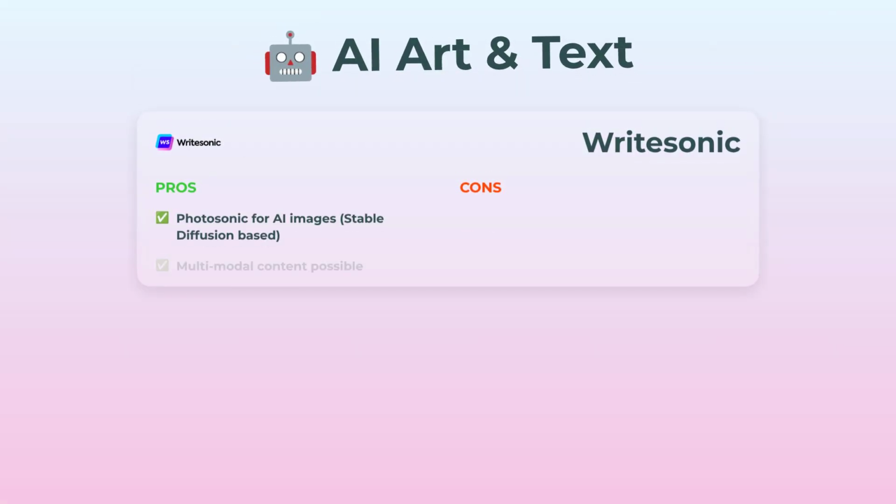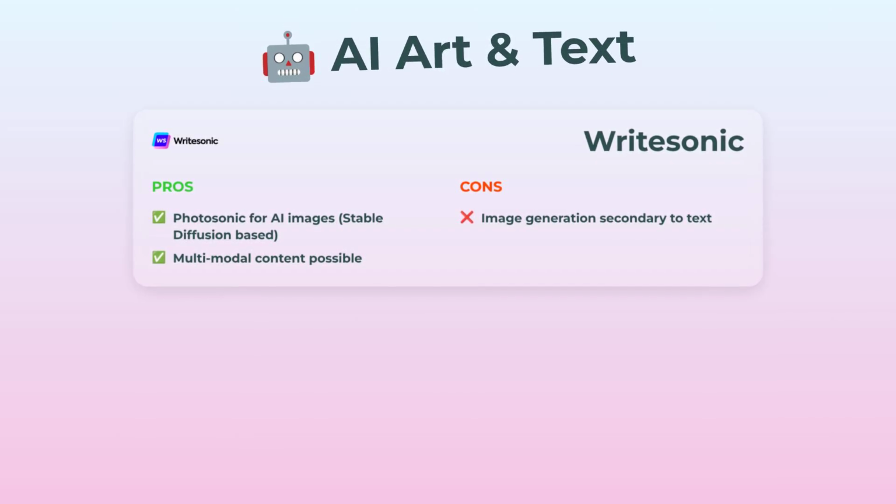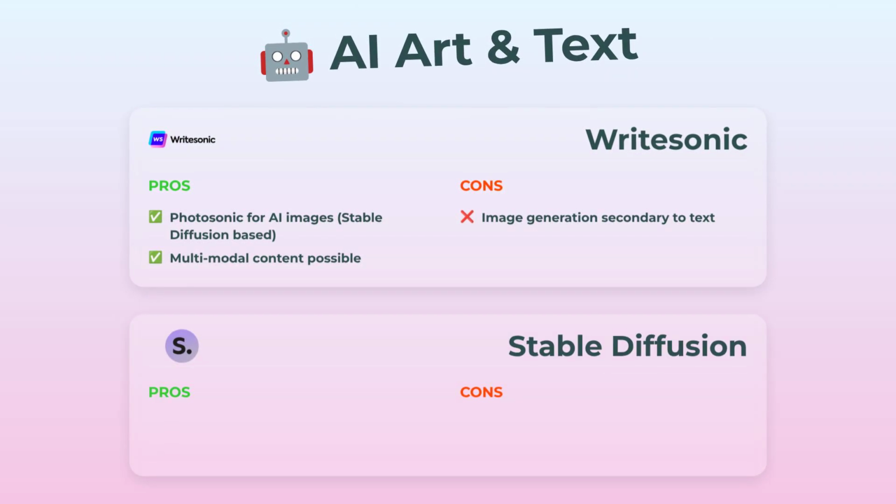Last head-to-head. AI art and text capabilities. Writesonic does let you dabble in image generation with Photosonic, which, plot twist, actually uses Stable Diffusion under the hood. So you can make multimodal content if you want. Still, images are just kind of an add-on, not the star.